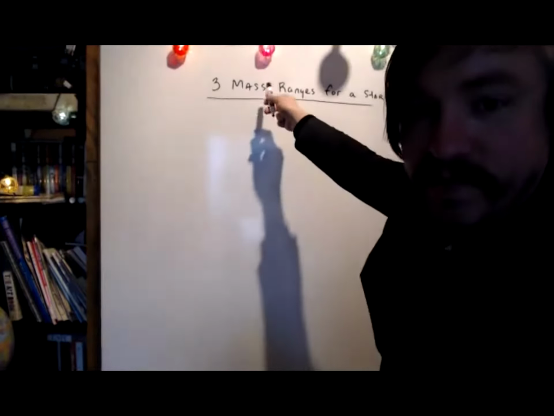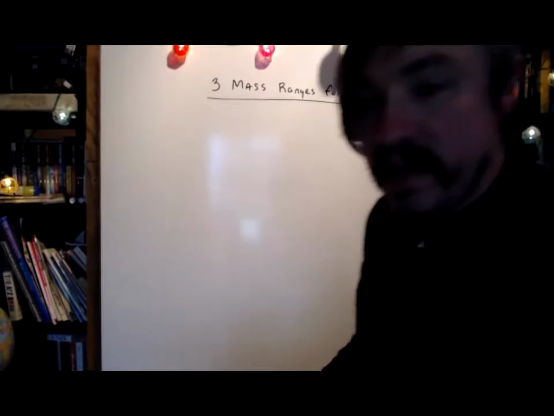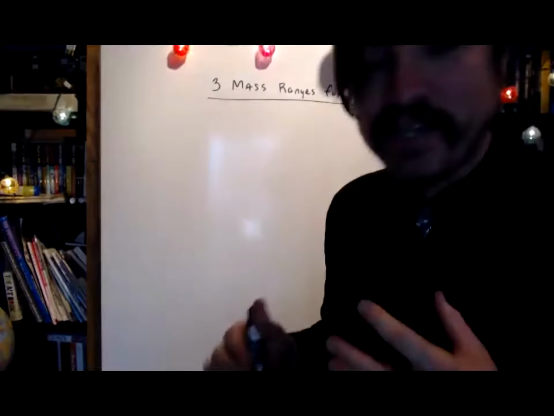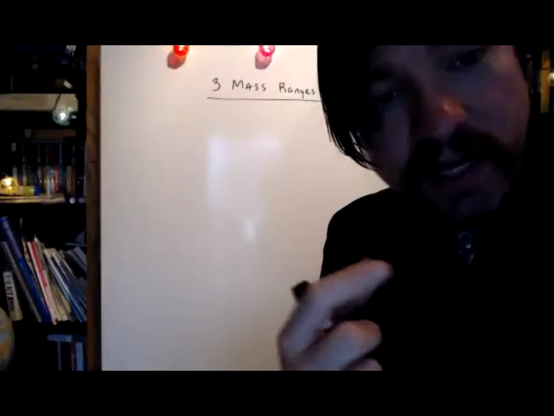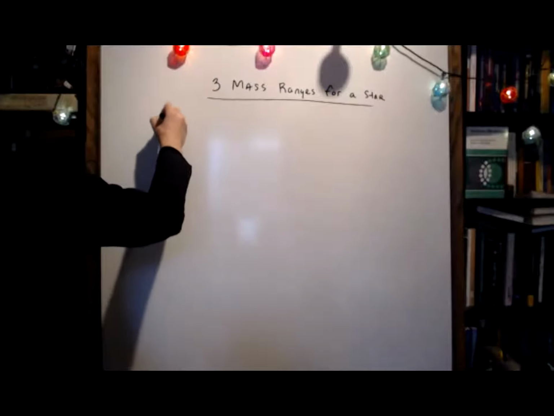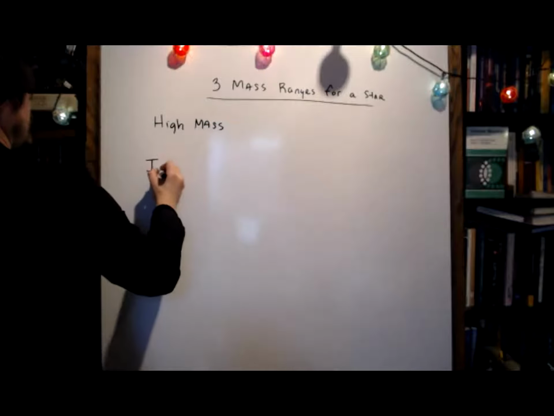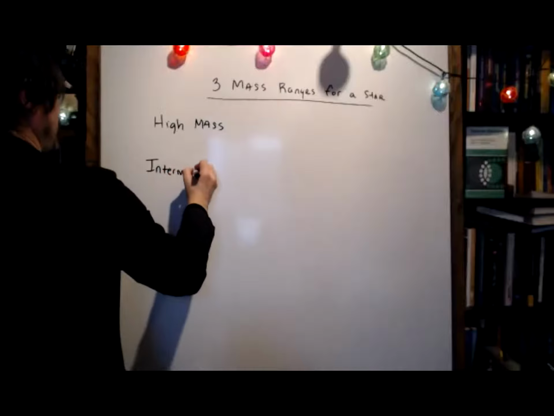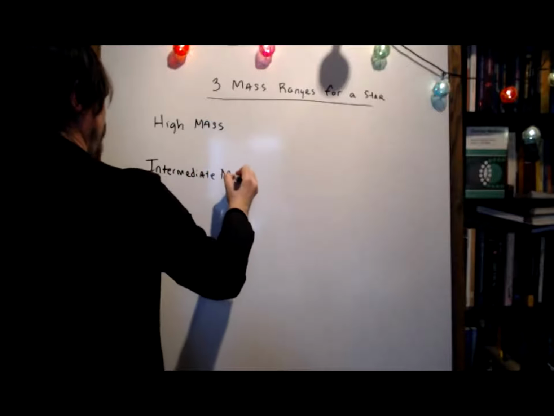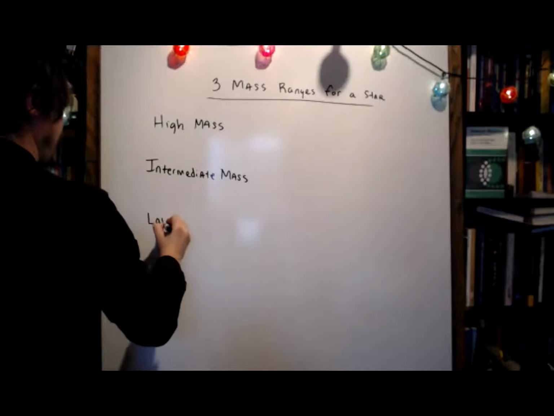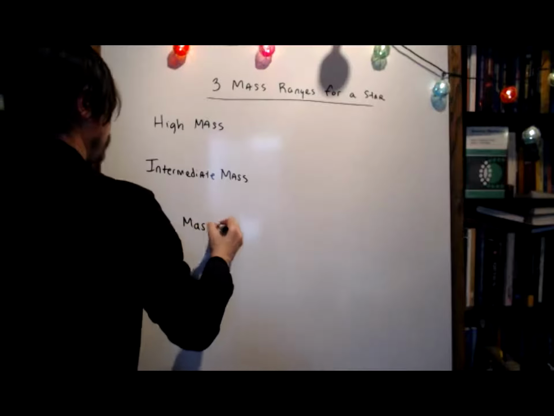The reason why we need three different mass ranges for a star is that it turns out stars undergo different types of fusion depending on which class they're in, and then they die in different ways. Actually, intermediate is the stupidest mass class because it's kind of a hybrid of the other two. I'm mostly going to be focusing on high mass versus low mass, but we're going to do it right for starters here. There's high mass stars. There's intermediate mass stars, and there are low mass stars.